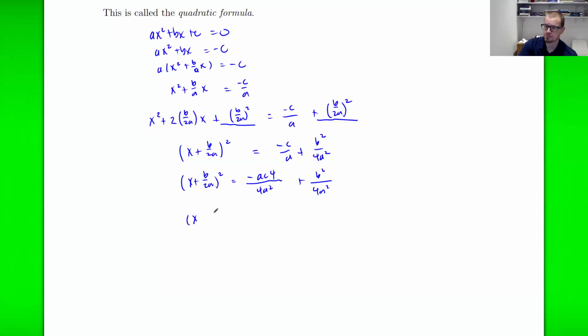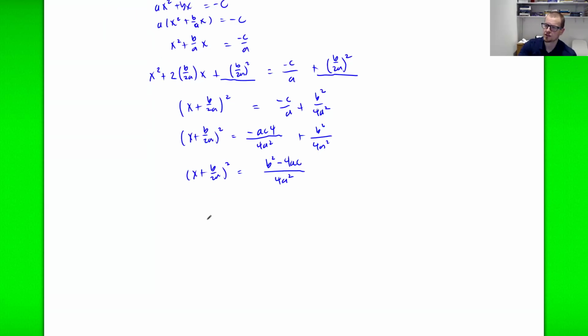I'm going to end up with x plus b over 2a squared is equal to, I can add my numerators here, so b squared minus 4ac, and this is over 4a squared. Now I'm going to square root both sides. Doing so, I have the absolute value of x plus b over 2a. Again, this is a quantity being squared. When I square root it, I get the absolute value of that quantity.